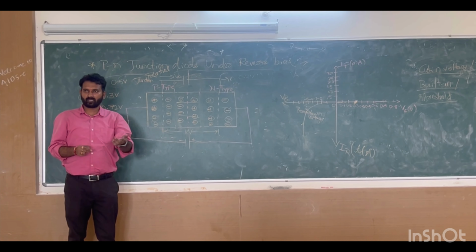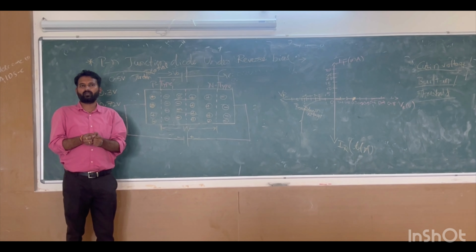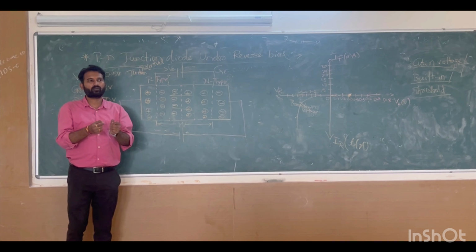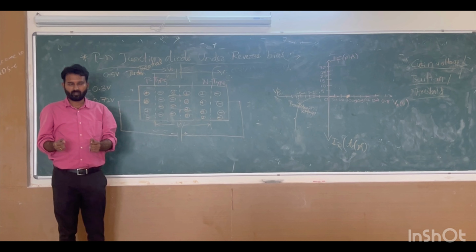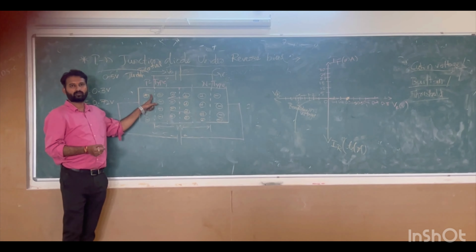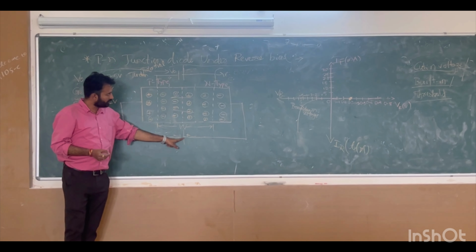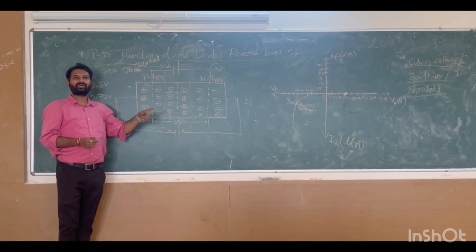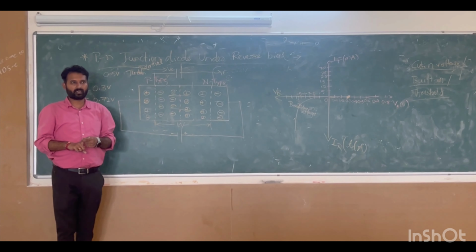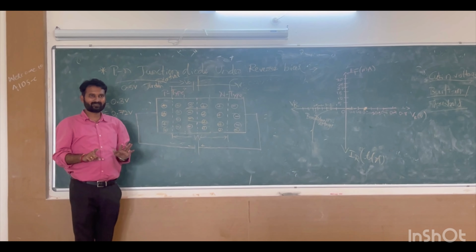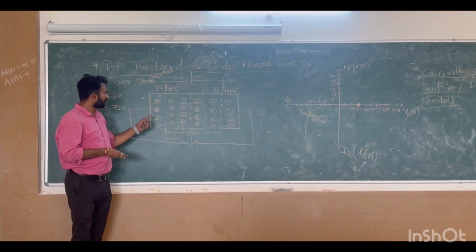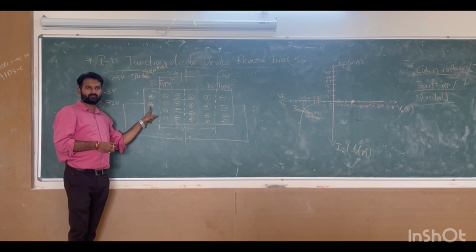Understandable? Reverse, we are reversing the potential. The name itself suggests reverse bias. Negative to the P, positive to the N. That makes reverse bias. Clear? Understandable? What are the majority carriers in P type?